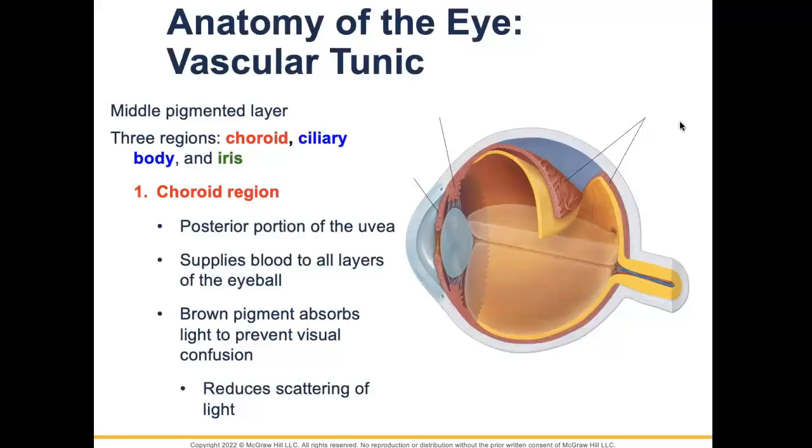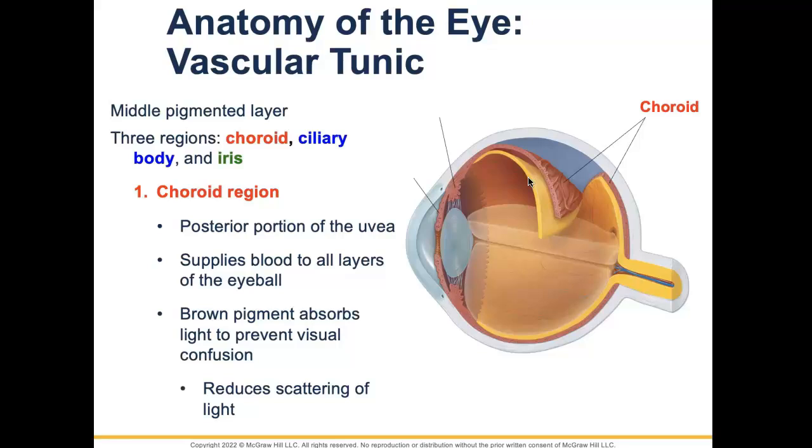Now let's move into our middle layer known as the vascular tunic. That's going to consist of our choroid, a ciliary body, and an iris. We'll start off discussing the choroid region, and this is going to be the posterior portion of the uvea, or this middle layer. This has all of the blood vessels here for the eyeball, so very vascular.